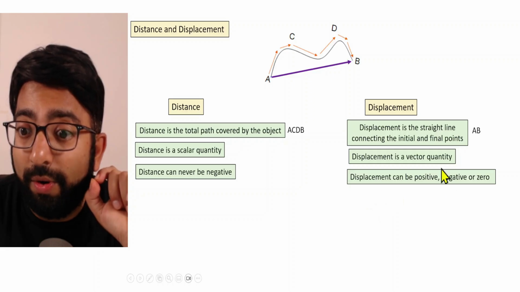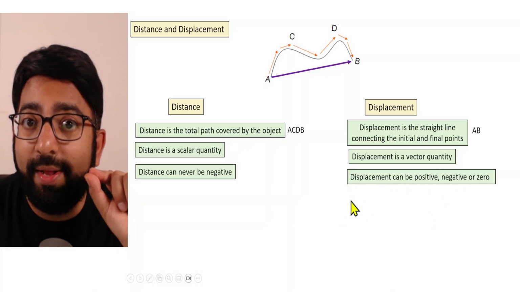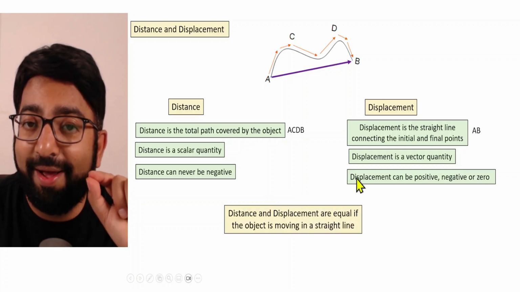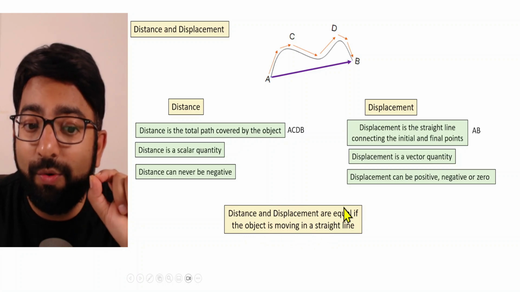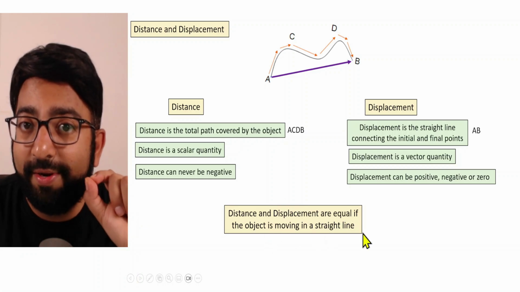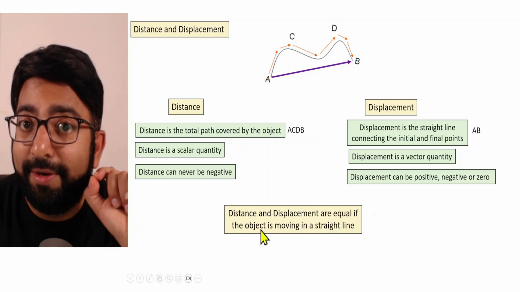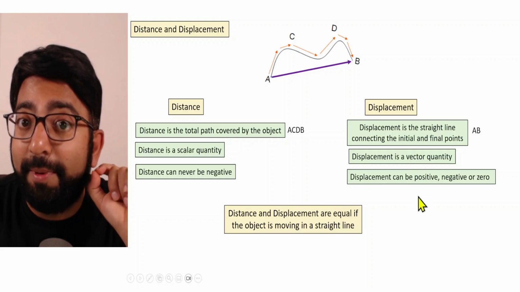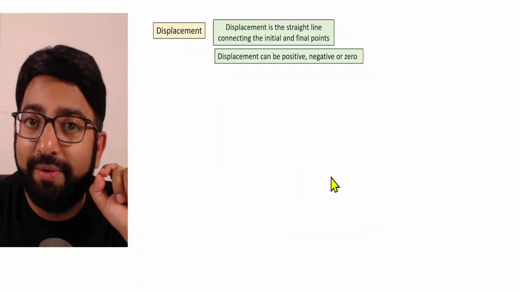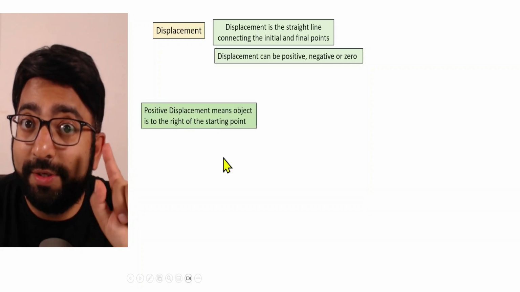We are going to discuss all these cases separately, but consider a special situation when the object is moving in a straight line. The concept is: distance and displacement both will be equal if the object is moving in a straight line. And please remember this fact as we are going to use this in a lot of questions. Now, coming to the types of displacement, how can it be positive, negative, or zero? Positive displacement means the object is to the right of the starting point.